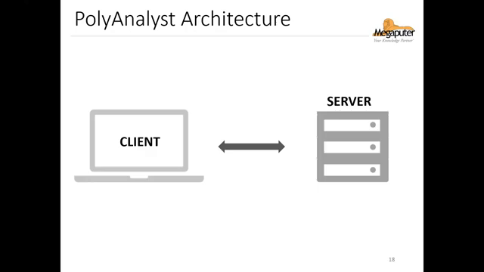So in the first case, your email is hosted on a separate server, and you access that server by opening your client application, either on your computer or maybe on your phone. And when you request to open or send an email through the email client application, it sends that request back to the server and has the server actually perform the action. So PolyAnalyst isn't that much different from that.